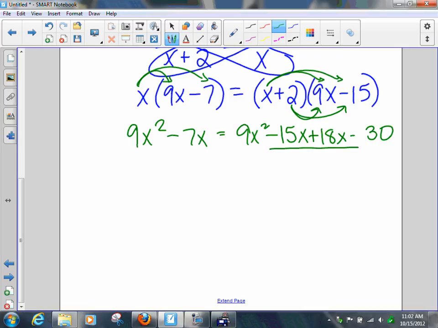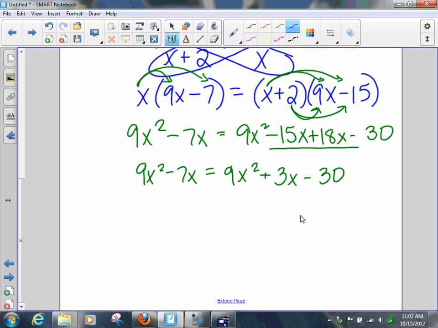Combine your middle terms. 9x squared minus 7x on the left side is equal to 9x squared minus who? Minus 7x, my plus 3x, right? Sorry. I just want to see if you're paying attention. I meant to do that. Totally meant to do that.